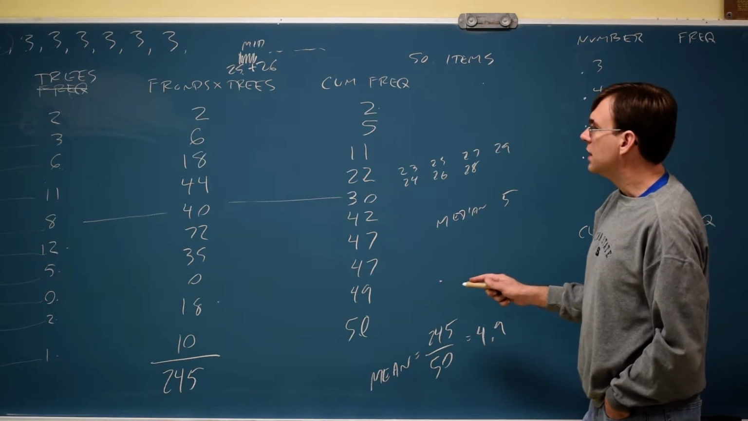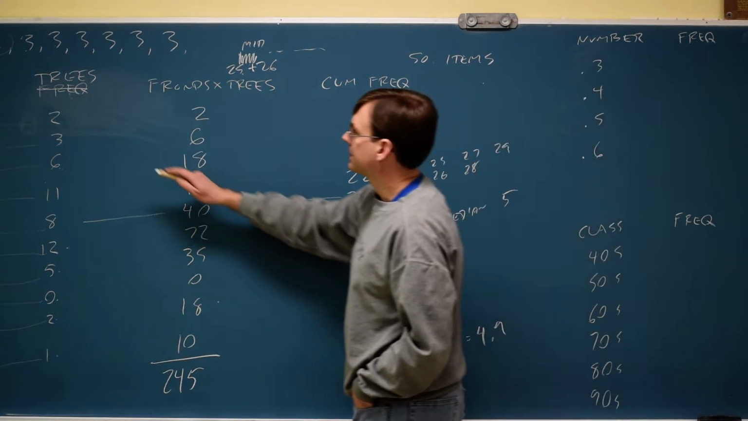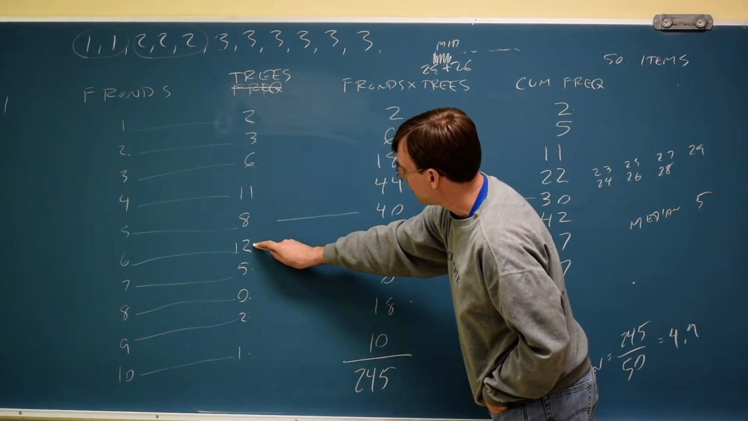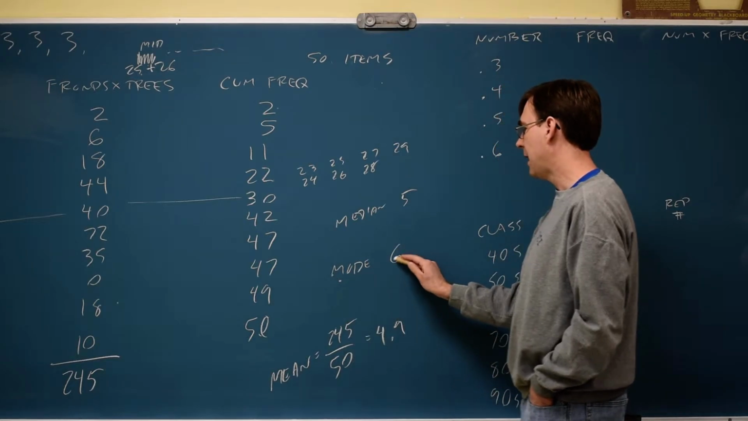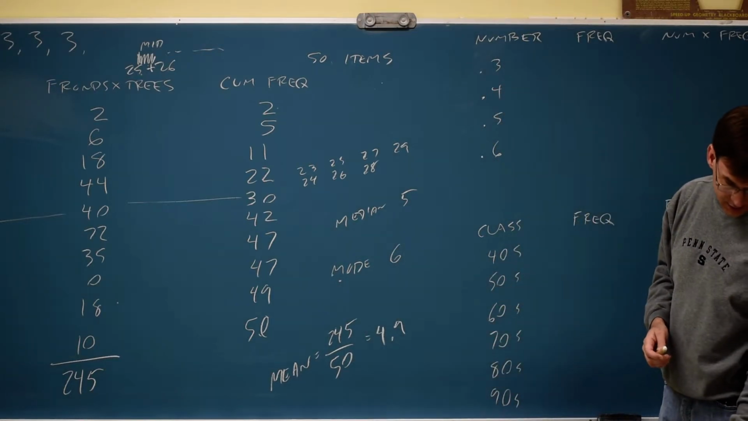For the mode, we just have to look for who's the most common. So 12 was the champ, so 12 is the most we see. That makes the mode be 6.